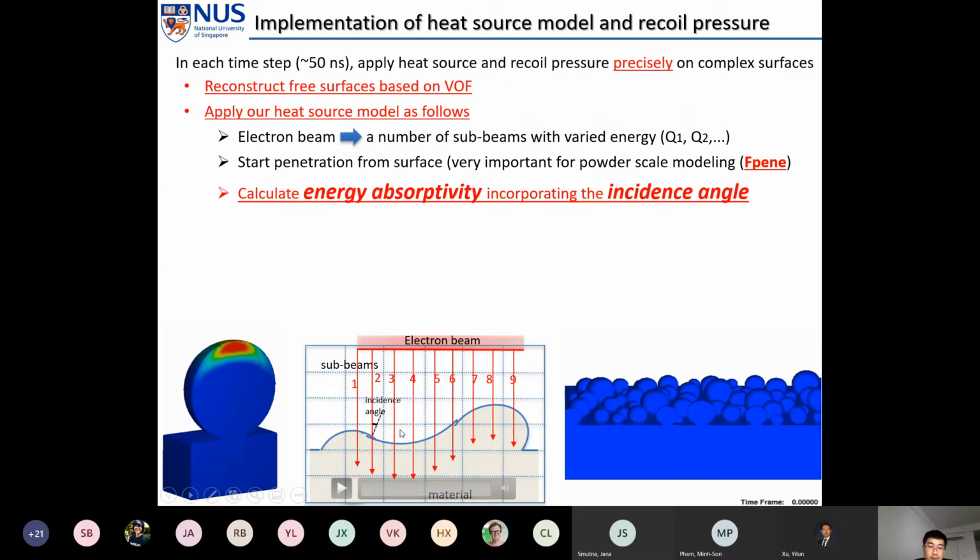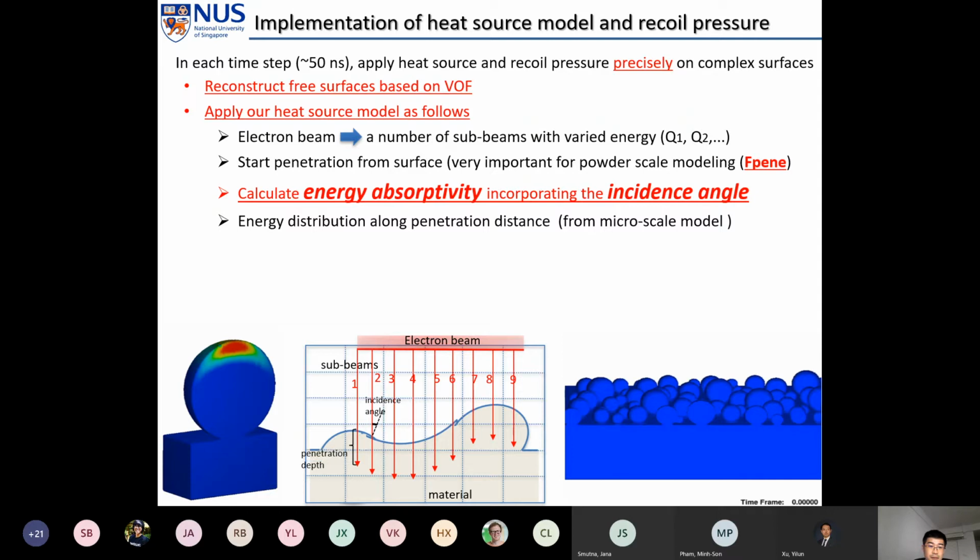And for each sub-beam, the energy absorptivity is calculated by the localized incident angle. So here the incident angle is here. So the incident angle here is maybe close to 0, and this incident angle here is larger. So different locations have different energy absorptivities because of the different incident angles. And then we apply the absorbed energy along the penetration distance. So this all comes from the micro-scale simulation.